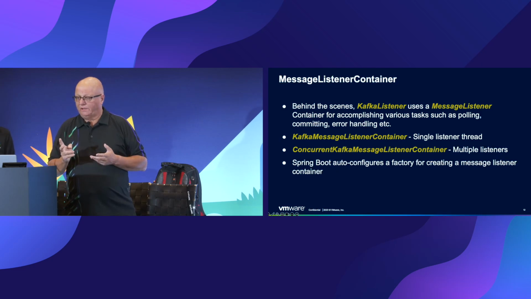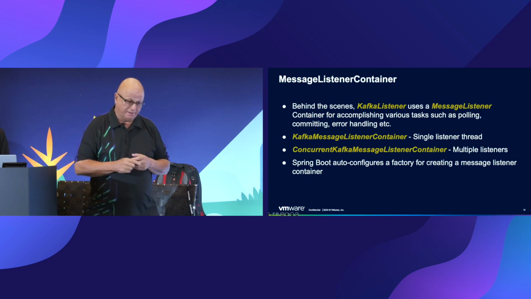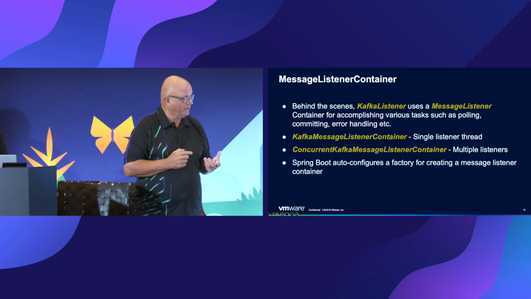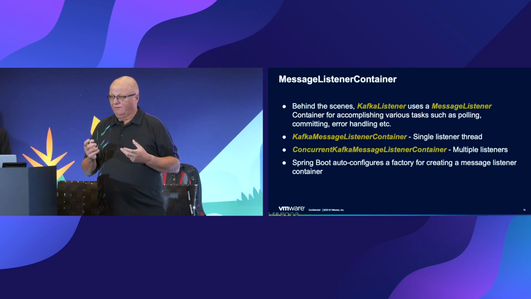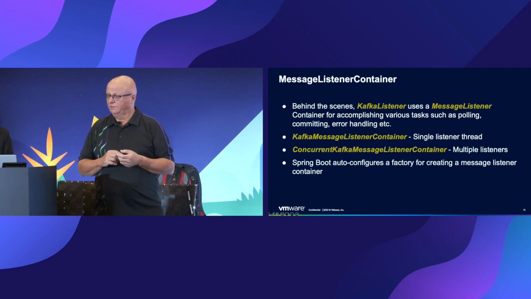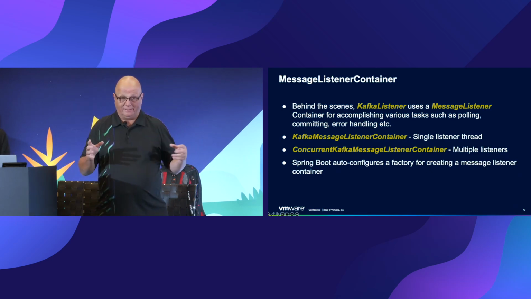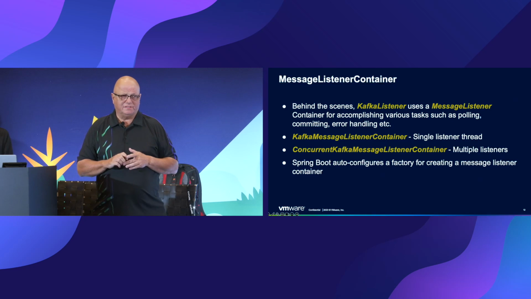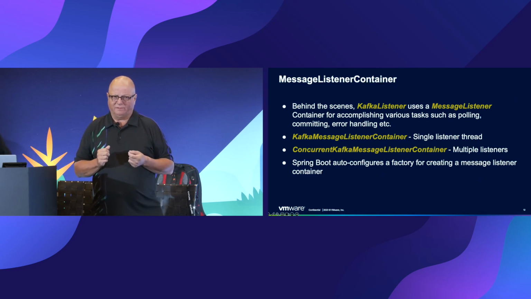We have two containers. There's the KafkaMessageListenerContainer, which is just for if you've got one thread. And we have the ConcurrentMessageListenerContainer, which actually fires off multiple KafkaMessageListenerContainers. This allows us to add concurrency to the application, so you can receive records from multiple partitions. It's important to understand that the way Kafka works is you can only consume from one partition at a time. So if you've got a concurrency of 10, you need at least 10 partitions on the topic.